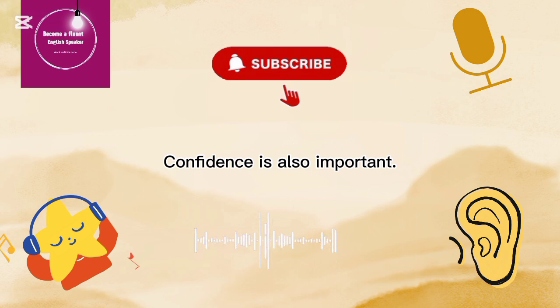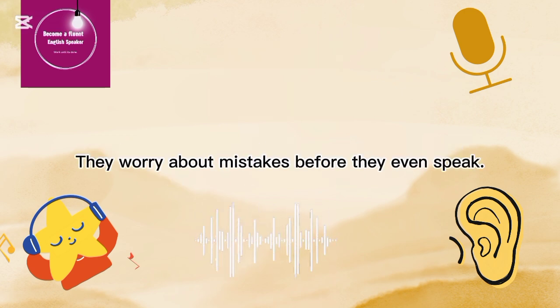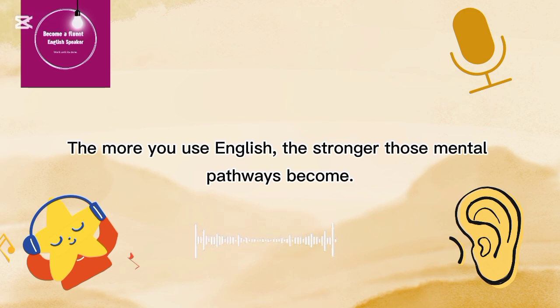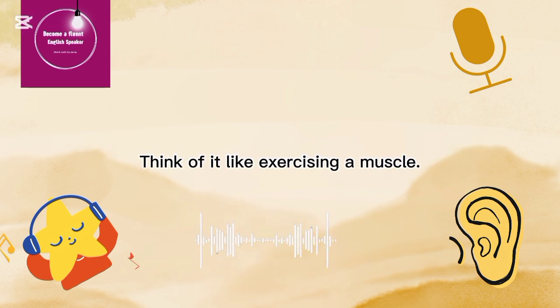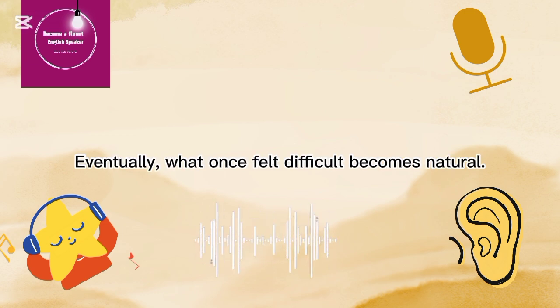Confidence is also important. Many learners hesitate because they believe their English thoughts must be perfect. They worry about mistakes before they even speak. But fluency grows through action, not perfection. The more you use English, the stronger those mental pathways become. Think of it like exercising a muscle. Every English thought makes that muscle stronger. Eventually, what once felt difficult becomes natural.